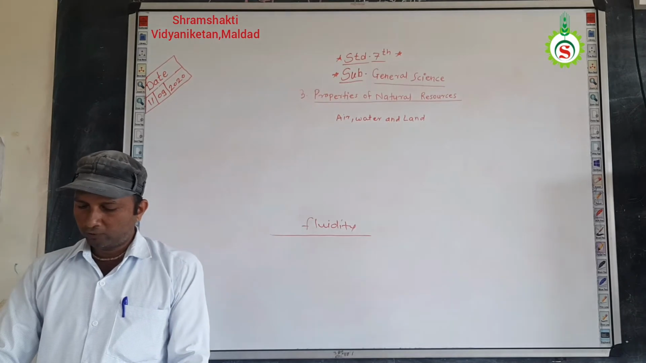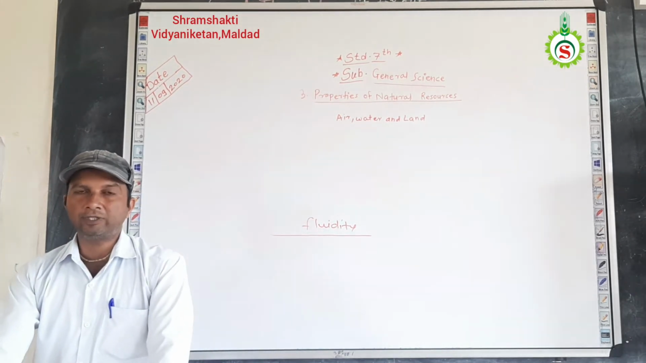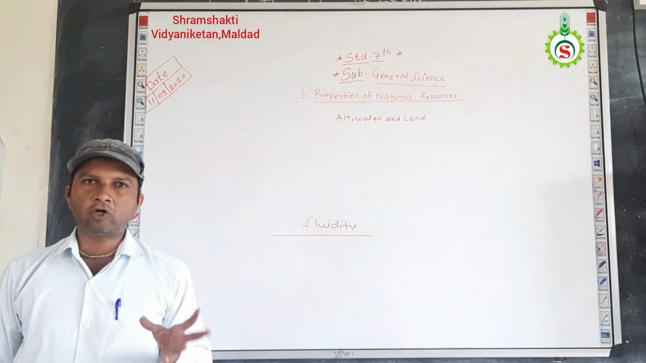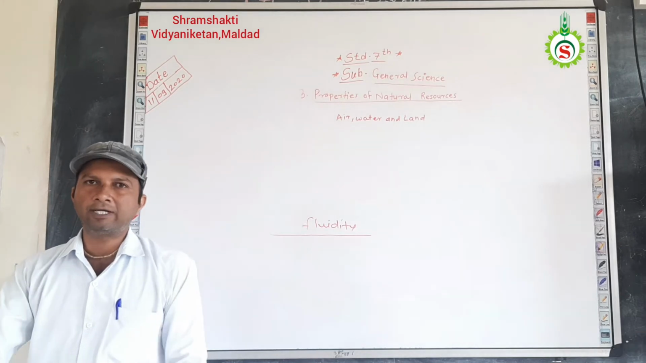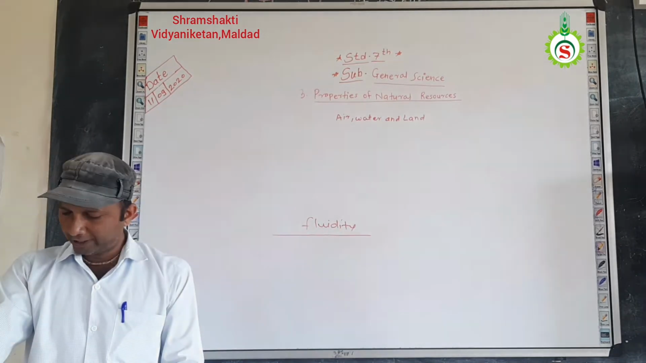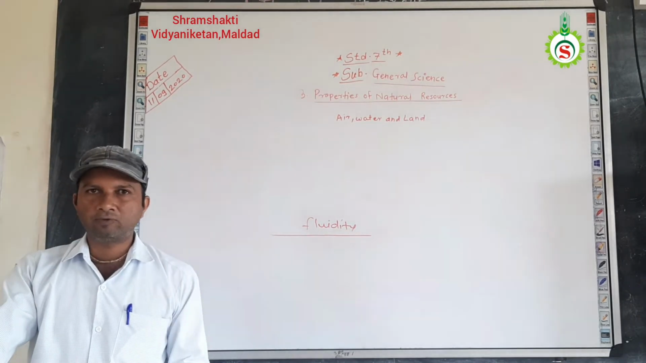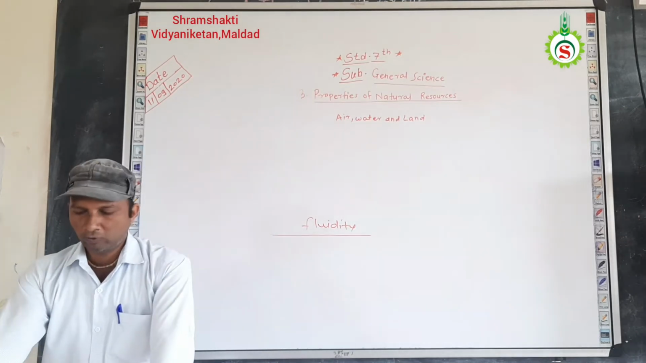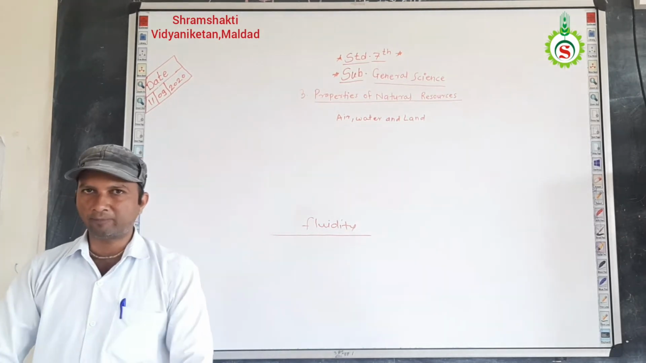Now fourth property: water is useful for cleaning purposes. If you want to clean any object or material, we use water. For example, utensils, clothes, vehicles, and for bathing also. To clean our body, we also use water. So these are the four important uses of water. Now this is all about the properties of the natural resource water.